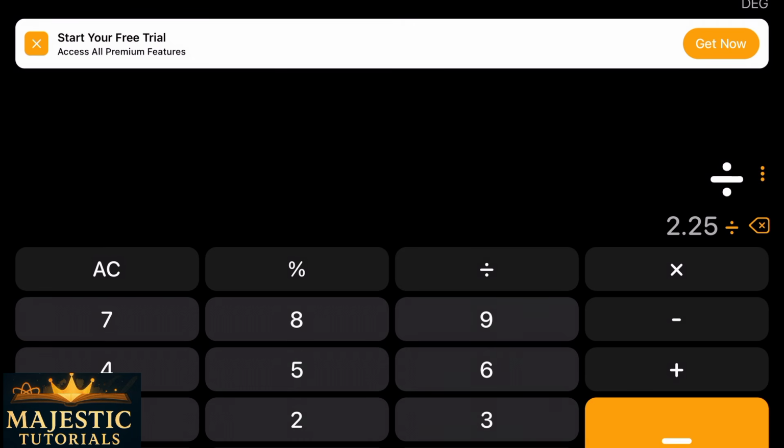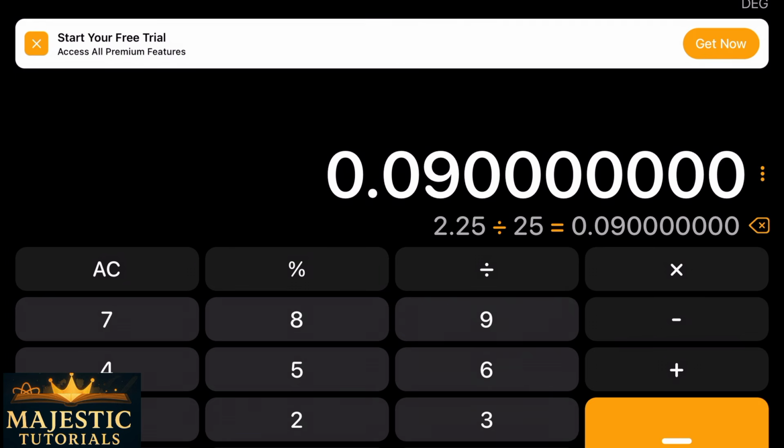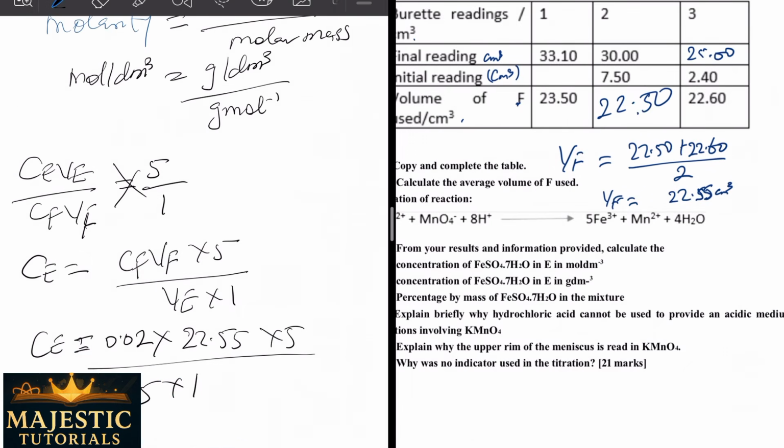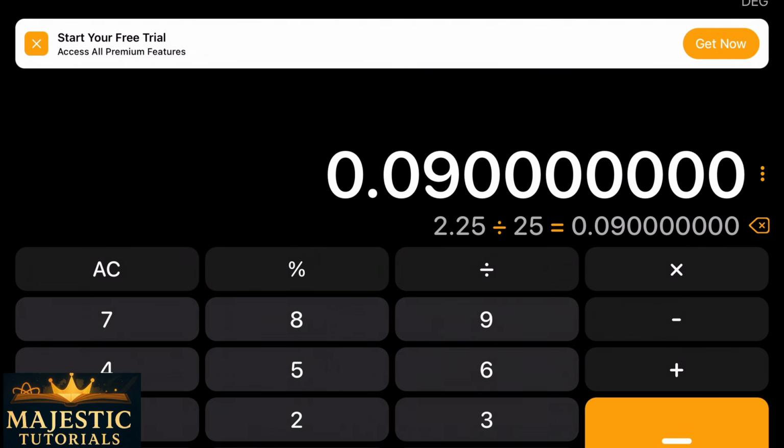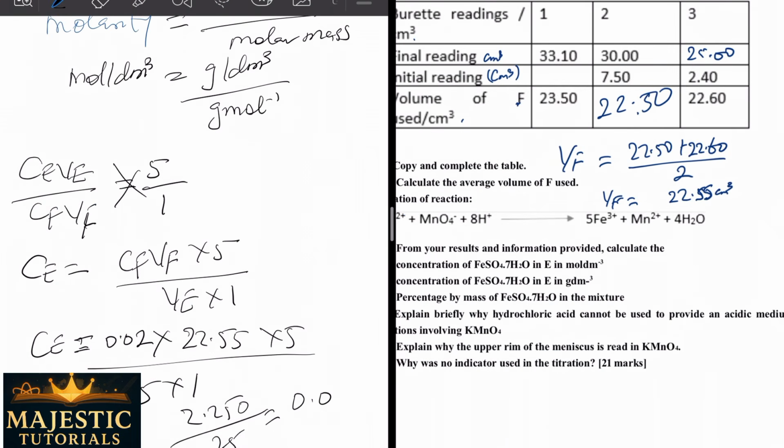2.250 divided by 25 gives us 0.09. Make sure to leave it in 3 significant figures, but I don't see the possibility here. We are just getting 0.09, so just complete it: 0.0900, which is 0.090 mole per dm cube.